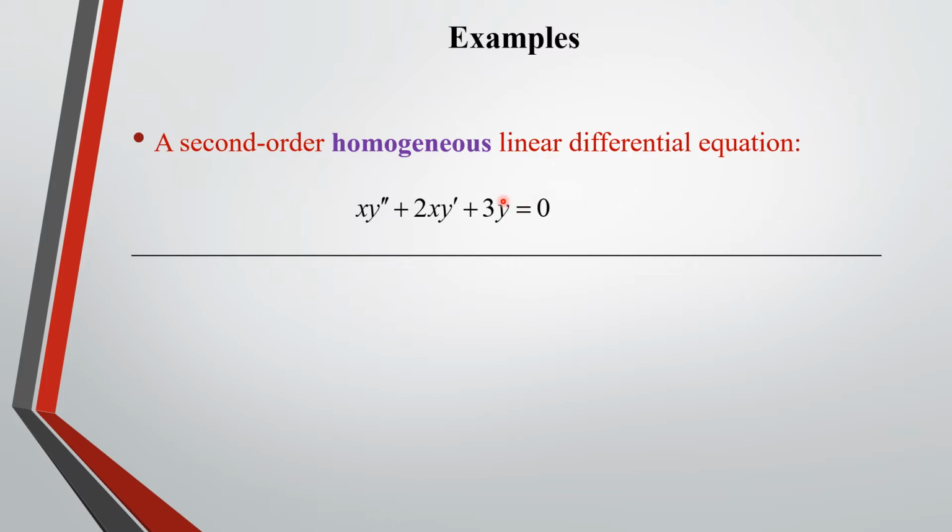And the highest order that appears in this equation is 2, so this is a second order differential equation. At the same time, g(x) is equal to 0. So we describe this equation as a second order homogeneous linear differential equation.